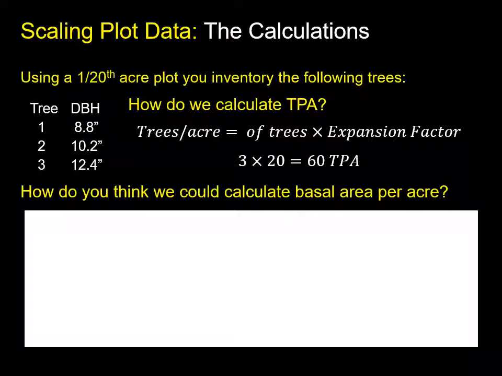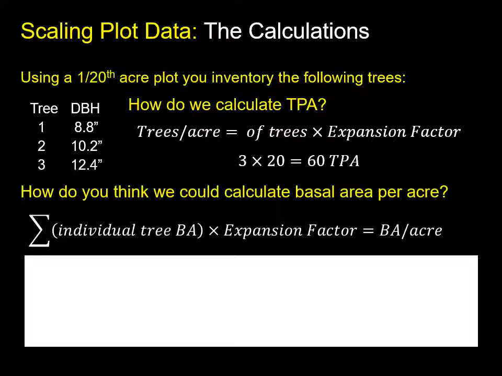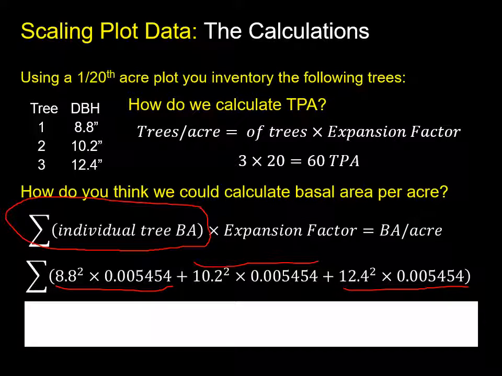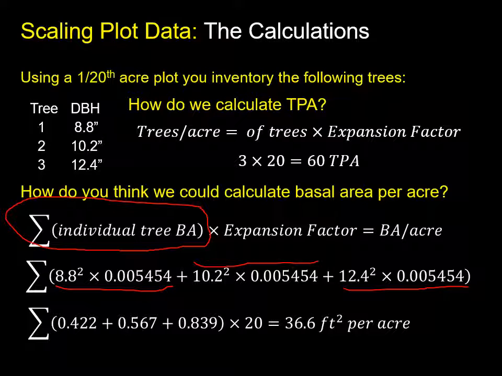Now if we wanted to work through this idea of calculating basal area per acre, we need to be able to get the individual tree basal area, sum the basal area within that one plot, and multiply it by our expansion factor to convert it to basal area per acre. So this means we can calculate the basal area of our first tree by taking DBH squared times 0.005454, and then do this for our second tree, and also do it for our third tree to get this term for our summation in here. So if we convert those numbers, we see that the first tree is 0.422 square feet, the second tree is 0.567 square feet, and the third tree is 0.839 square feet. Summed up times 20 would give us an estimate of 36.6 square feet per acre.